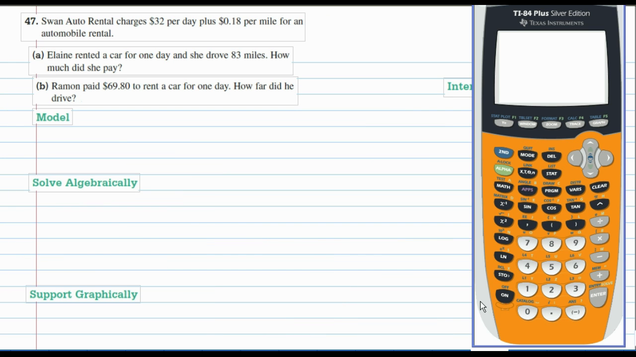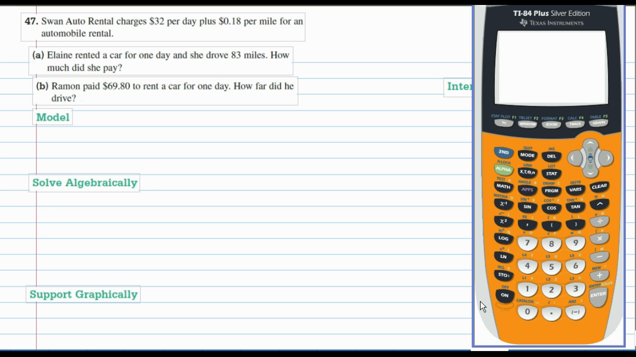The now try problem that goes with example 8 is number 47. Swan Auto Rental charges $32 per day plus 18 cents per mile for an automobile rental. Part A: Elaine rented a car for one day and she drove 83 miles. How much did she pay? And part B asks, Ramon paid $69.80 to rent a car for one day. How far did he drive?